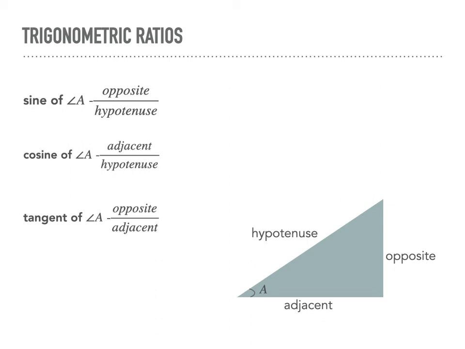CAH would be cosine, adjacent over hypotenuse, and then SOH would be sine, opposite over hypotenuse, and TOA would be tangent, opposite over adjacent. Now let's move on to an example.